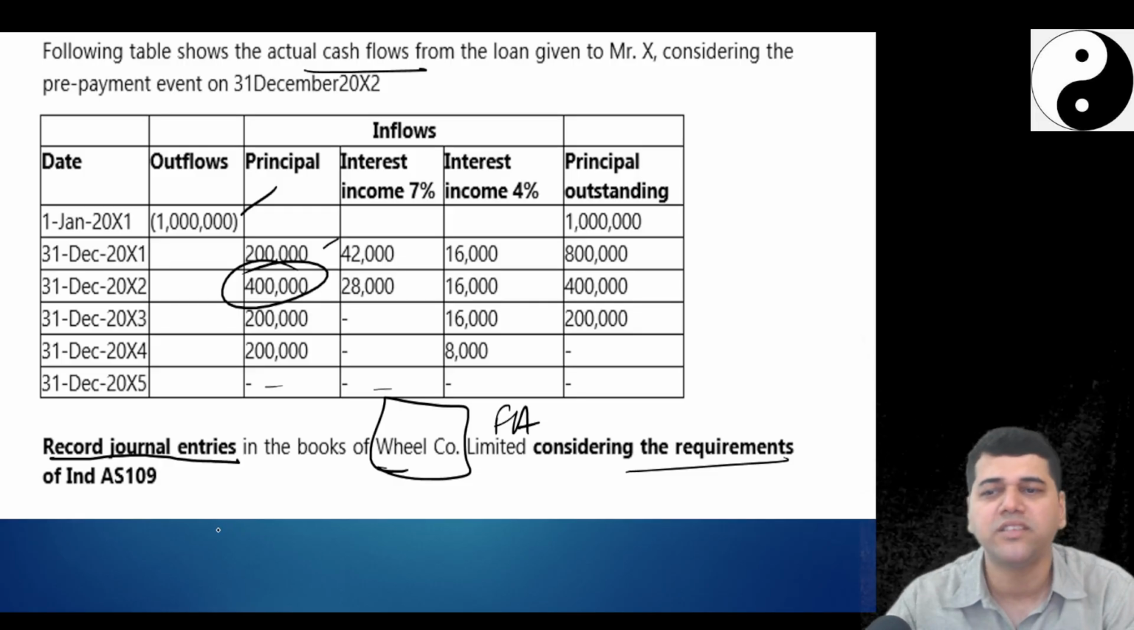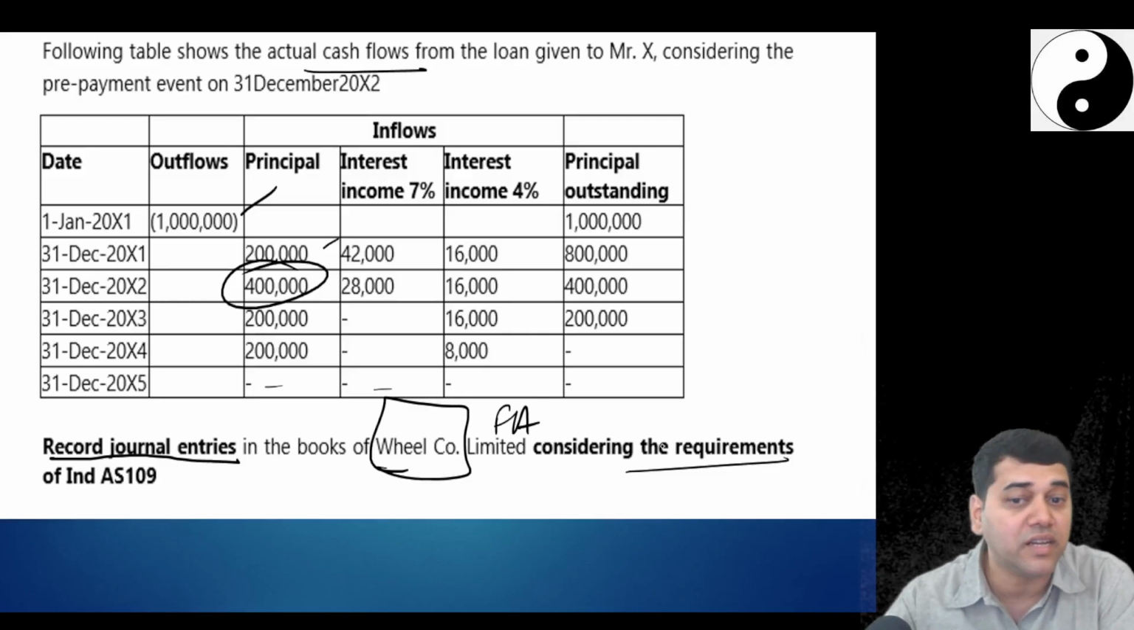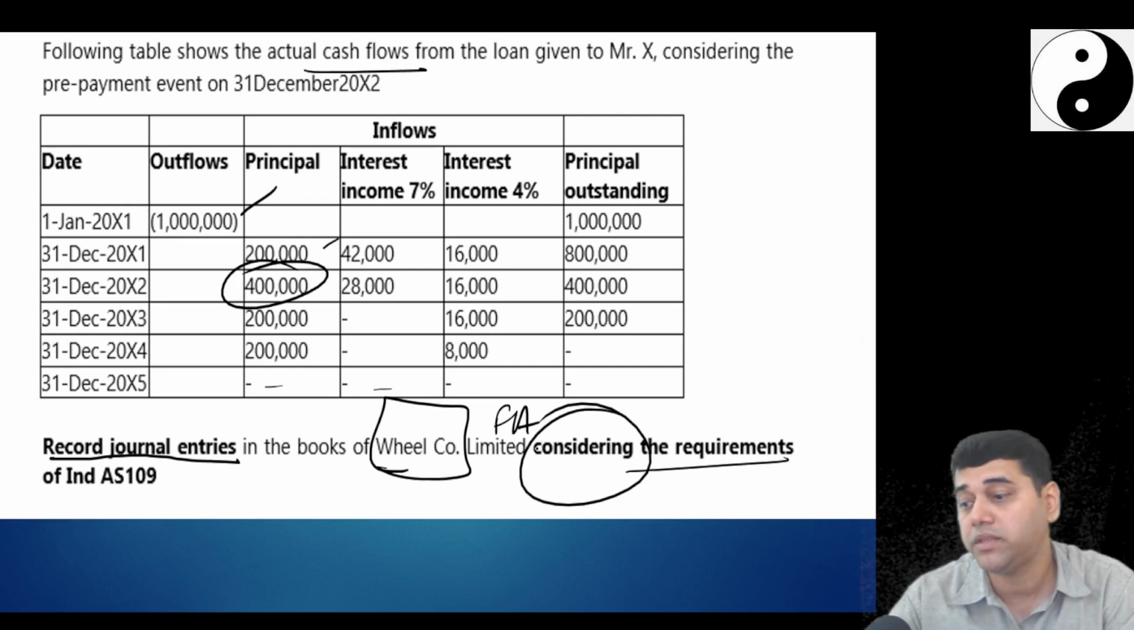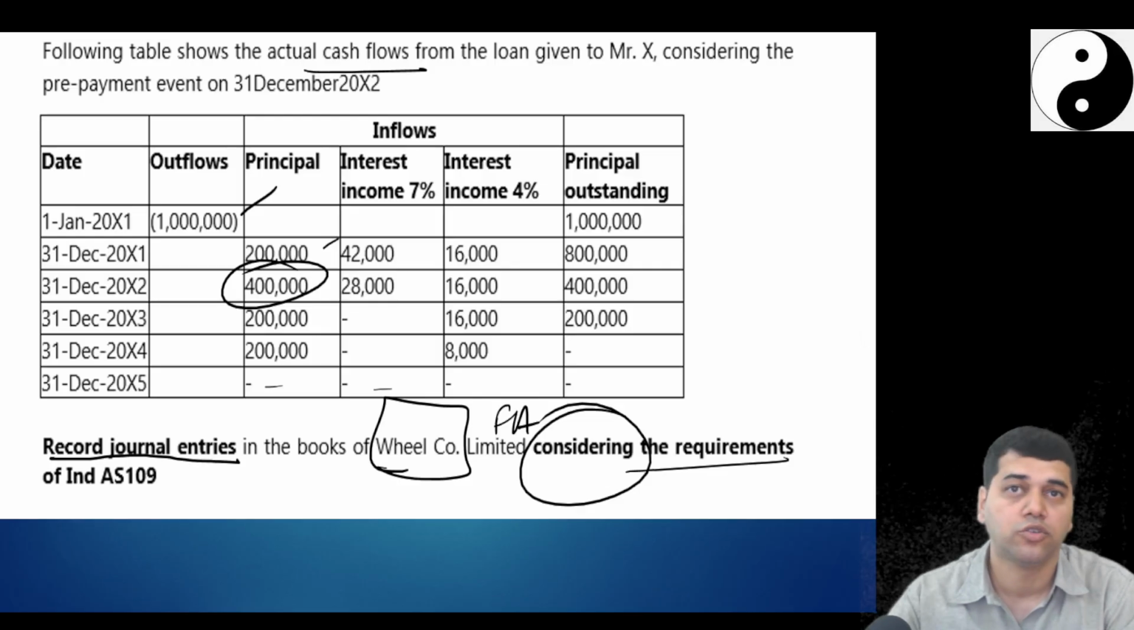Okay, you are required to pass the journal entries. Simple. So, how do you pass the journal entries? But they said considering the requirement. What do you mean by this? Is there any catch considering the requirement? Should I write something in theory?